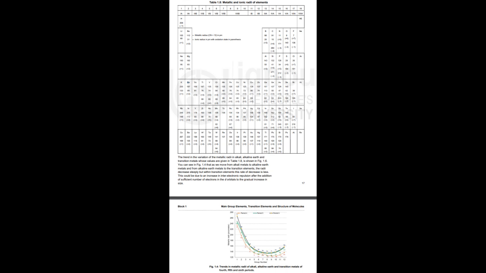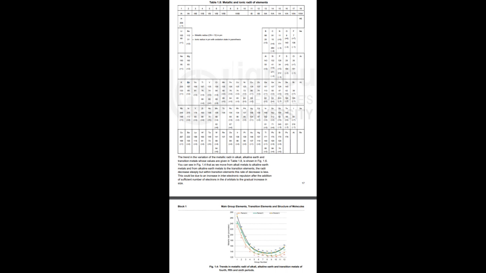Table 1.8. Metallic and ionic radii of elements. Look at the screen. The trend in the variation of the metallic radii in alkaline earth and transition metals, whose values are given in Table 1.8, is shown in Fig. 1.4. You can see in Fig. 1.4 that as we move from alkali metals to alkaline earth metals and from alkaline earth metals to the transition elements, the radii decrease steeply, but within transition elements this rate of decrease is less.